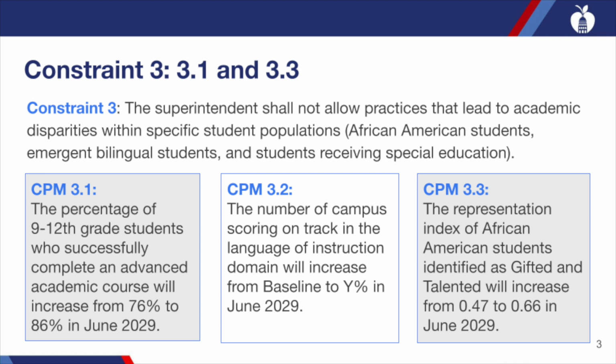Constraint 3.3 is focused on increasing underrepresented students, with the focus group being African American students in our gifted and talented population. We are using the TEA guidance to track the representation index of our newly identified students, which is looking at the percentage of newly identified African American students in comparison to the district's population of African American students.